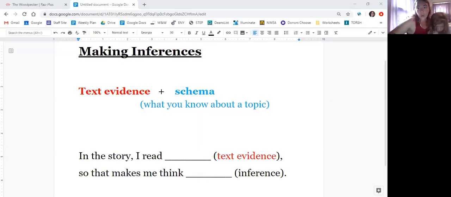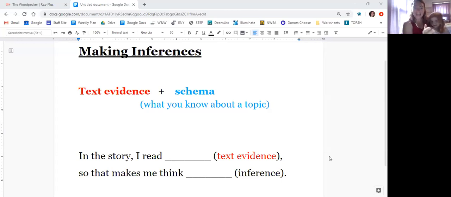Okay, let's get started with making inferences. Remember, when we make an inference, we're making a guess based on the text. So when we make inferences, we need two things. Pause your video and tell me what two things we need to make an inference now.